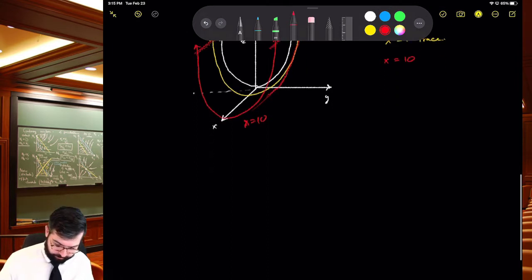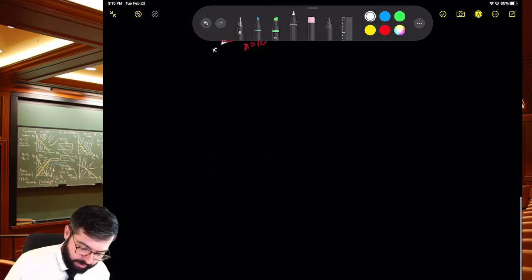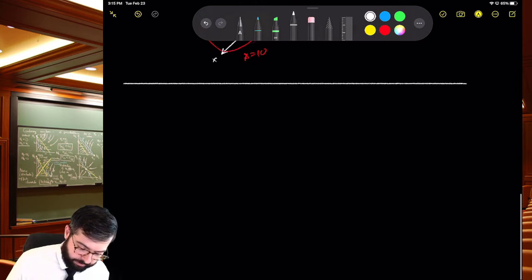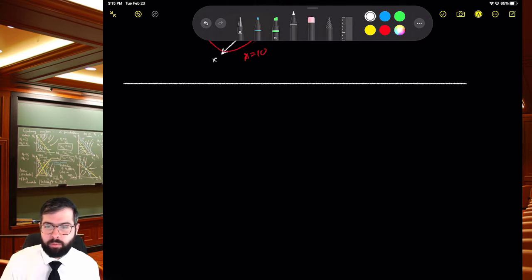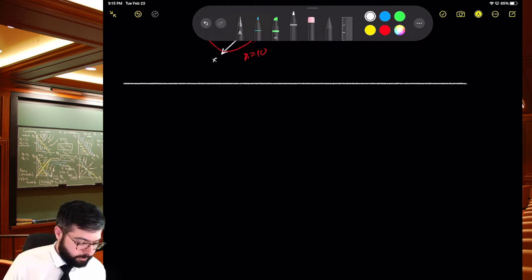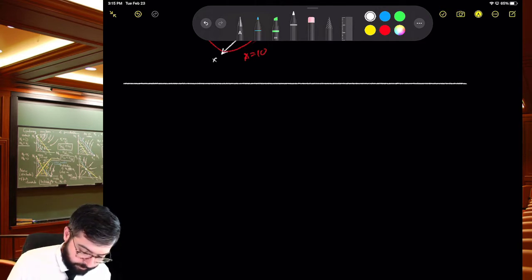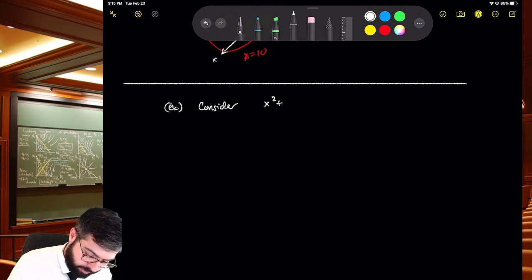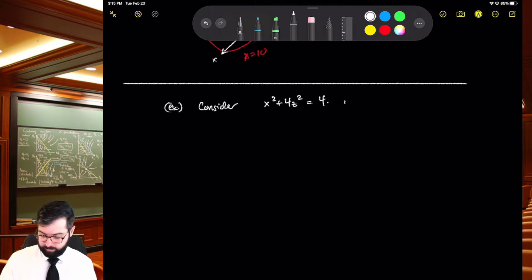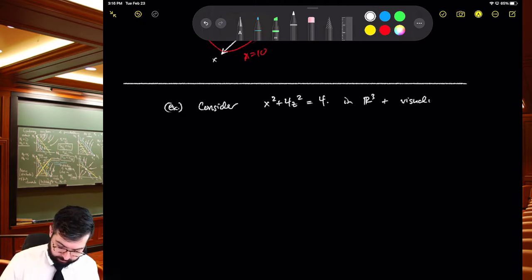Okay, here's one. It's not fun, but it's important to review. Some equations that we're going to need to remember are the ellipse and the hyperbola, which you probably haven't seen in a while. So here, let's look at one more. Consider x squared plus 4z squared equals 4. And visualize with traces.